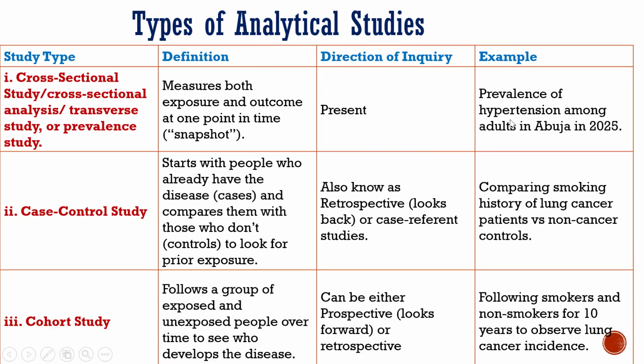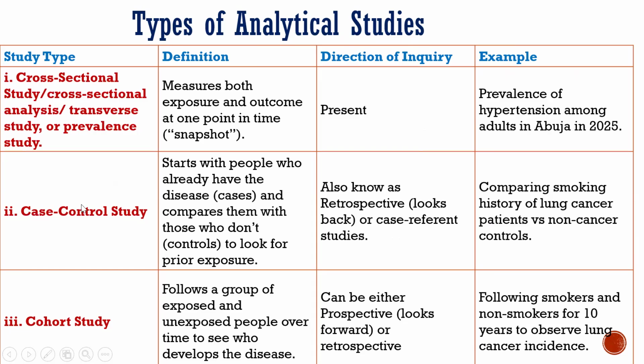An example of this is the prevalence of hypertension among adults in Abuja, maybe in 2025. If you're carrying out research on this, you're just going to collect data from the adult population in your study group at that particular point in time. You might distribute questionnaires and collect data, and you just know the prevalence of hypertension in 2025, at the point you're studying it. It's not something you continue for a long time or over years. That's for cross-sectional studies.